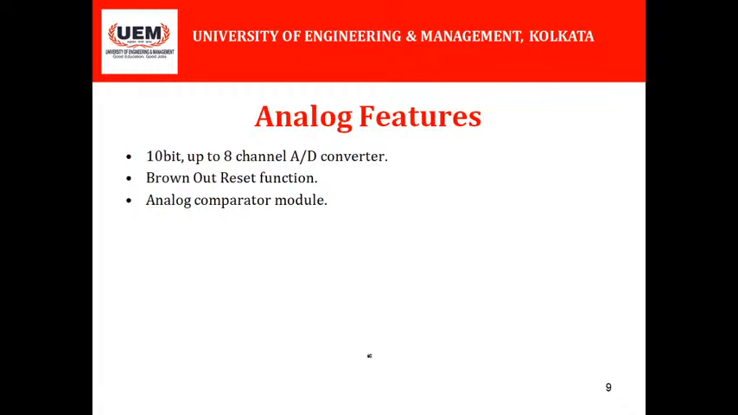Brown out reset function is used, which is used to reset the register array and the necessary system components so that we can refresh our system, so that we can start our system from the beginning, from the initial point. Analog comparator module is required in order to compare different data.